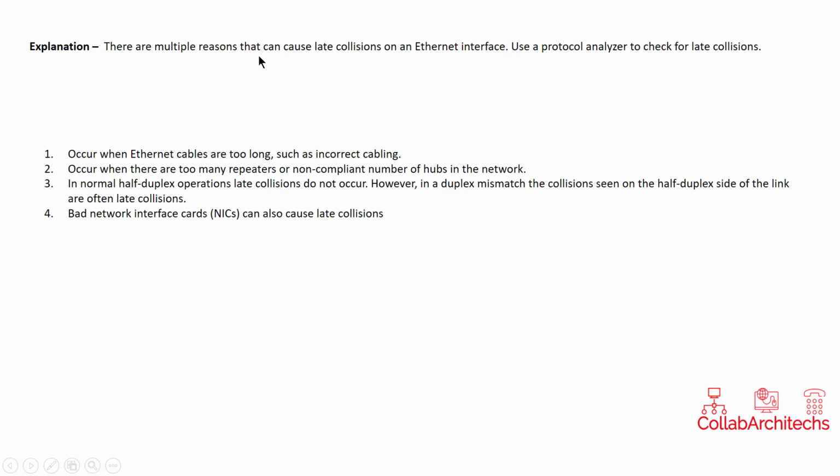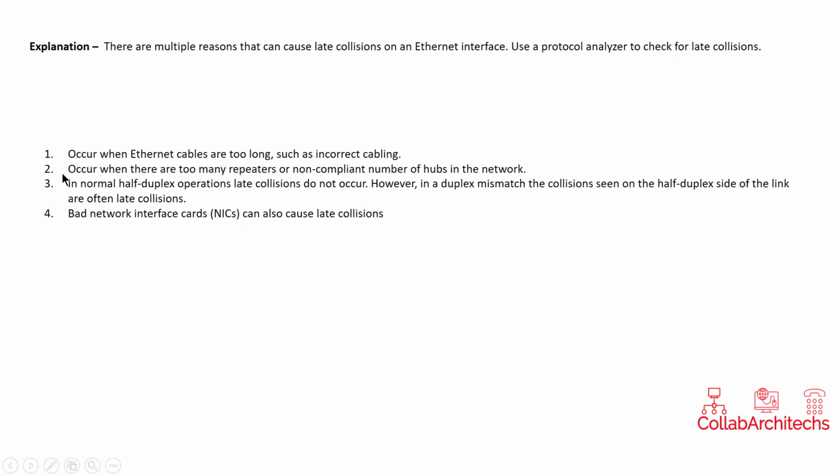There are multiple reasons that can cause late collisions on an Ethernet interface. If you want to troubleshoot late collision, use a protocol analyzer to check the reason of late collision, or why it is happening. These are a few of the reasons that can cause late collision. Reason one is late collision will occur when Ethernet cables are longer than the recommended length, such as incorrect cabling.